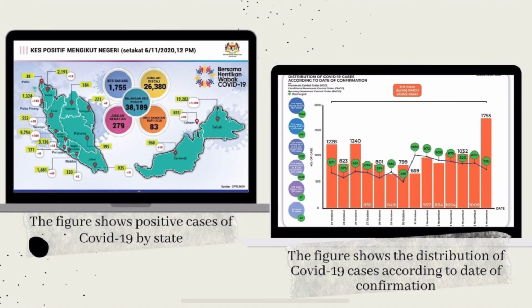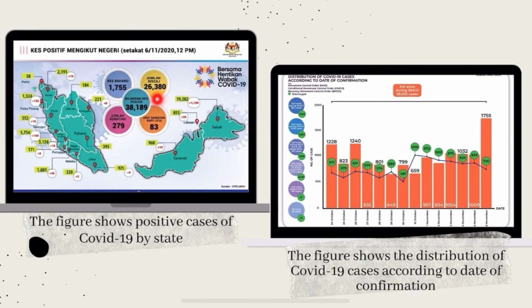These two pictures are all about Malaysia cases of COVID-19. The left figure shows positive cases of COVID-19 by state as at 6 November. The total number of positive cases of COVID-19 is 38,189 cases, of which the total number of new cases is 1,755, which is the highest number of daily infections since the third wave of COVID-19.